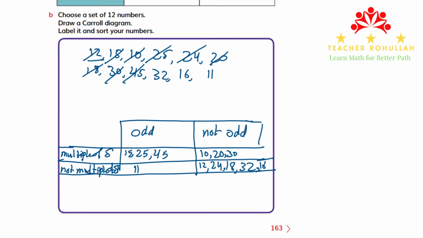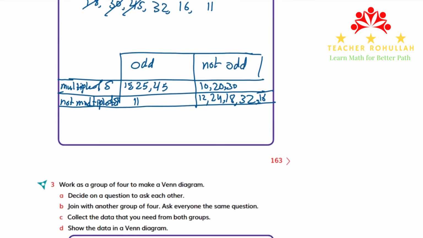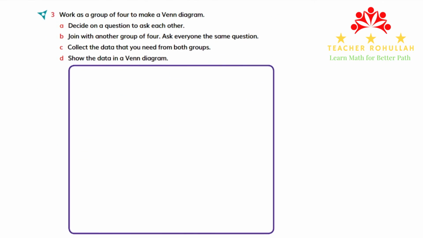Let me scroll down to see what question we have next. So question 3 is a critical thinking question. It says work as a group of 4 to make a Venn diagram. Now it says decide on a question to ask each other. It is a group work. So I will try to make it in a way so that it makes sense for other students or for other teachers so that they should know how to ask the question and how to sort it.